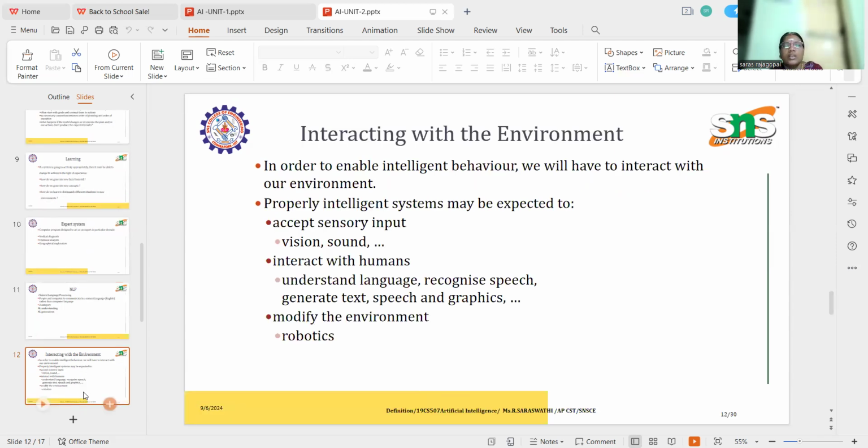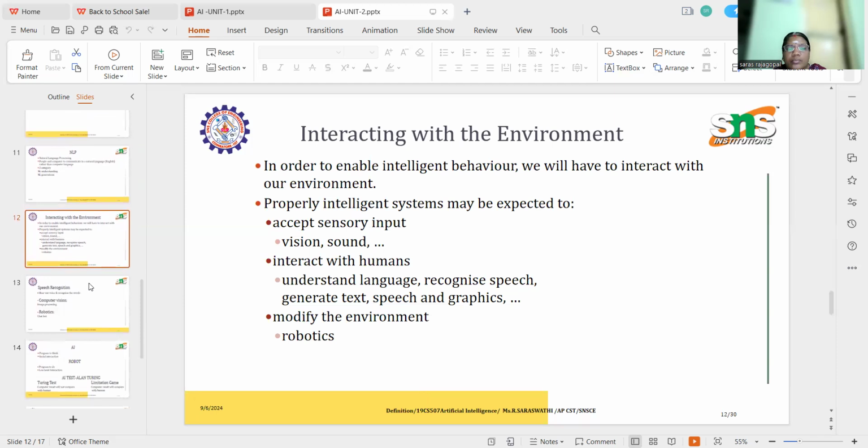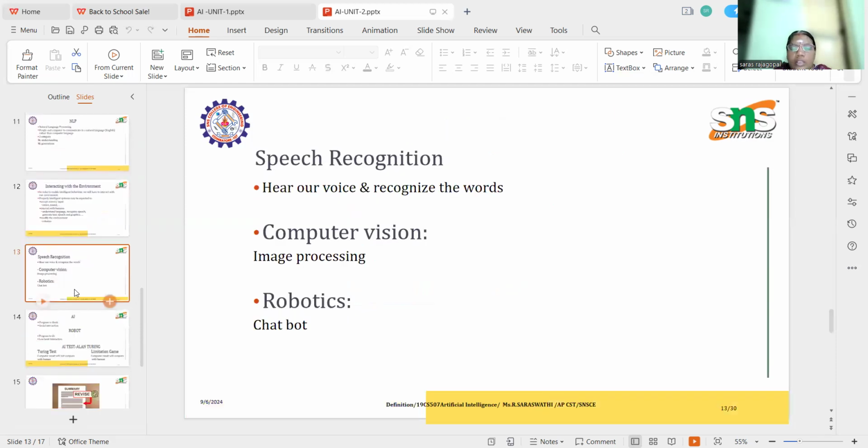Interacting with the environment. In order to develop intelligent behavior, we have to interact with our environment. The intelligent system has to accept sensory information from the environment, such as vision and sound, and then interact with humans by using understanding of knowledge, recognizing speech, and generating text, speech and graphics, and then modify the environment by using a robot. Speech recognition: here, our voice is used and the words are recognized. Computer vision, image processing, robotics, and chatbots.